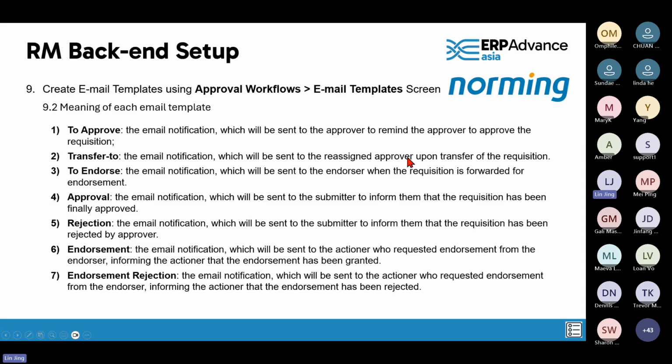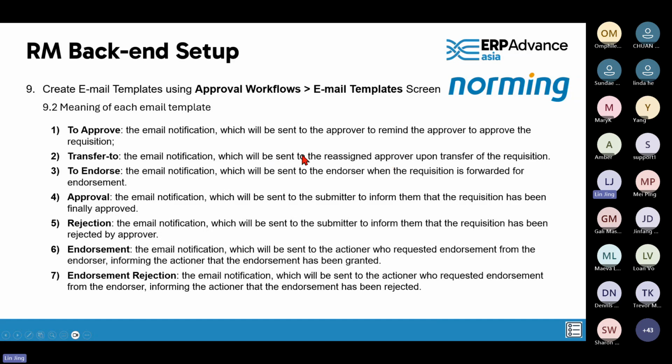So transfer to is the email notification which will be sent to the reassigned approver, because the approver, when they open this requisition, may think he is not the right person to approve this requisition, and think another person may be more suitable. For example, if the user is from the engineering team and raised a purchase, but then the engineering manager thinks maybe the purchase is for manufacturing, he may redirect the request to the manufacturing manager to approve it. That is called transfer to.